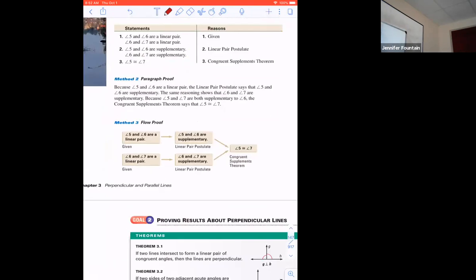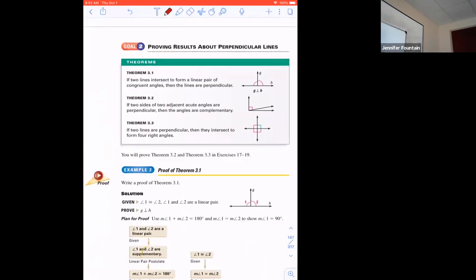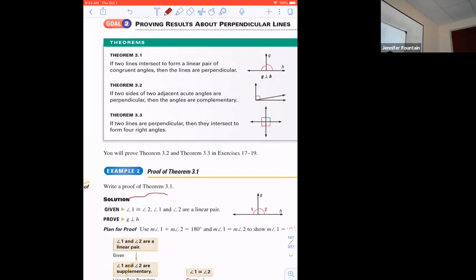Alrighty, so we did learn that there are such things as flow proofs, and we also talked about how I'm not going to stress about those. So on the next page, 137, we have 3 new theorems, and we talked about how these are not named. They are just named Theorem 3.1, 3.2, and 3.3. But kind of understanding them to be able to describe them.